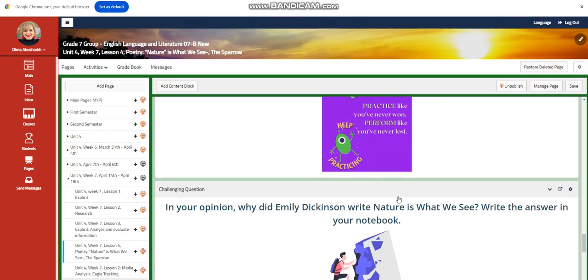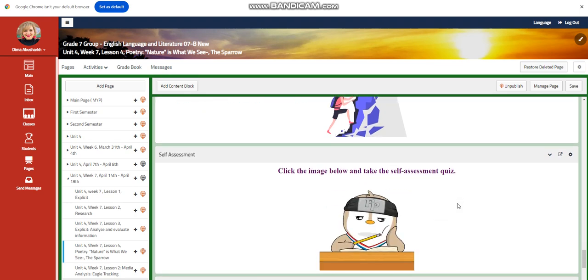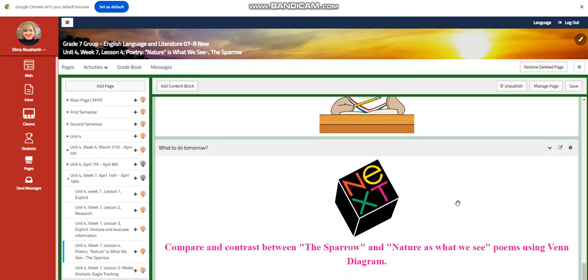After that, you will have further practice. And in your opinion, why did Emily Dickinson write Nature Is What We See? Write the answer in your notebook. A self-assessment. And for what to do tomorrow, I would like you to compare and contrast between the sparrow and Nature Is What We See poems using a Venn diagram.